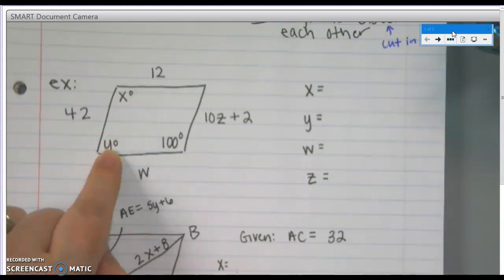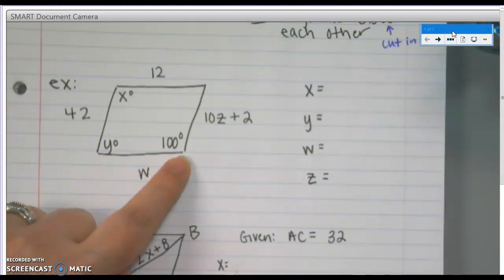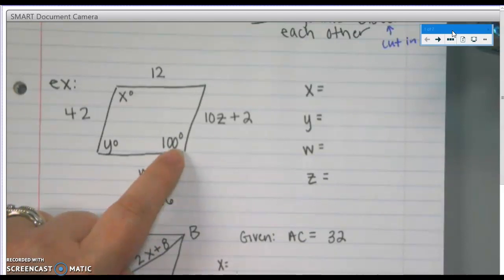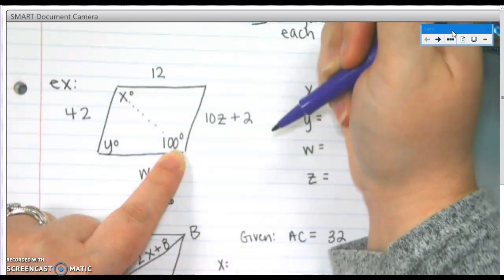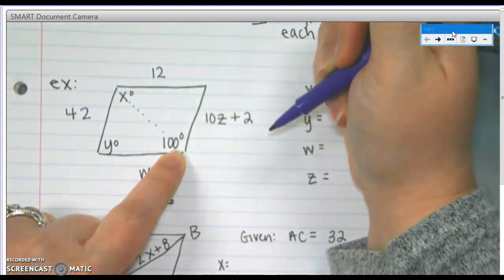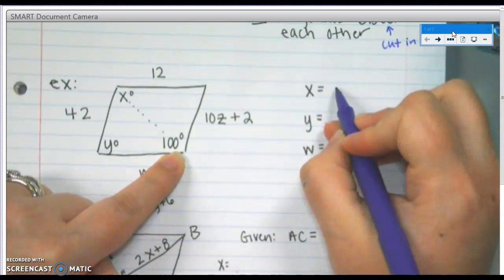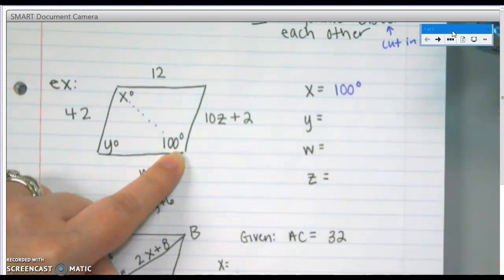Well, I don't know what that angle is, so that's not really going to help me to find X, but I do know what this angle is. So I have to think about what is angle X in relation to that 100-degree angle. Is it opposite or is it consecutive? Since it's on the opposite side, X is opposite, and opposites are equal in parallelograms.